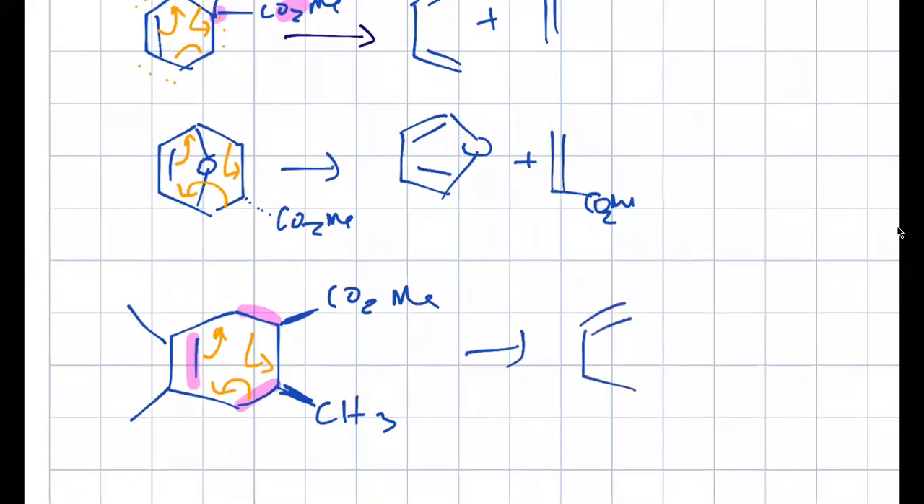So my diene looks like this, and my dienophile is cis. Right? Nothing changes. Same mechanism, same process every time you're going backwards.